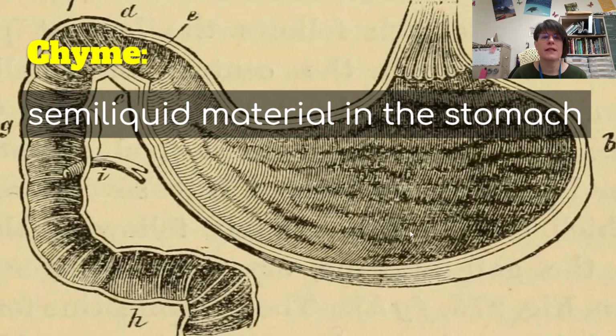The stomach contains chyme. This is a semi-liquid material in the stomach. So the stomach mashes up the food, starts to digest it, makes it liquidy, and that is called chyme.